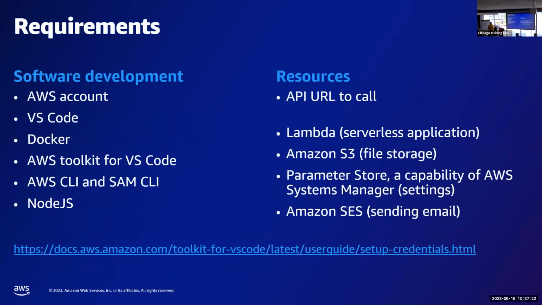So the software we need, obviously, an AWS account, VSCode, we're going to have Docker running in the background. You don't need to have any experience with Docker. We're just going to install that, have it on our server in the background. We're going to install the AWS toolkit for VSCode, some command line tools for both SAM and AWS command line, and obviously Node.js. Requirements, obviously, we're going to need a URL for what we're going to do for our API call. We're obviously going to create a Lambda function, AWS serverless. We're going to use S3 storage. We're going to use the framework, and we're going to use a runtime.